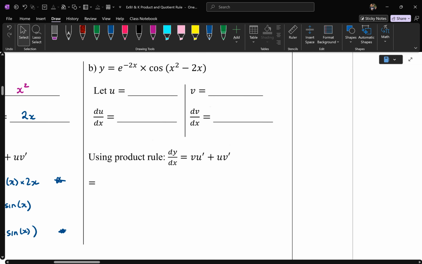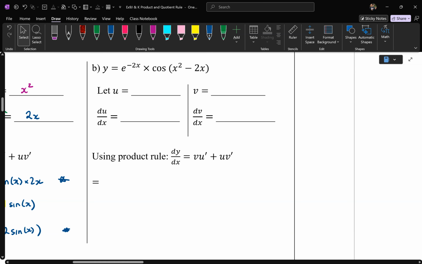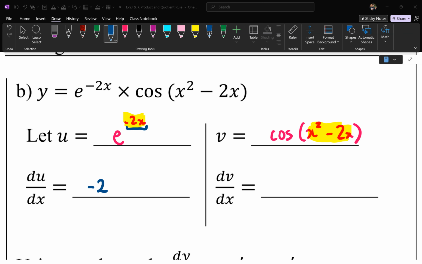I'm going to give you, let's go 3 minutes, because usually it's about 1 or 2 marks. 1.5 times 2 gives you 3 minutes. Let's pause the video. Here we go.